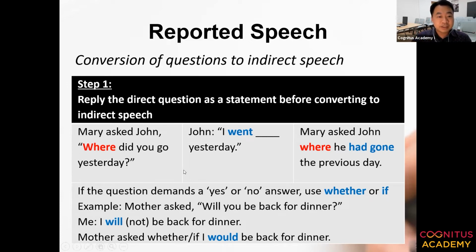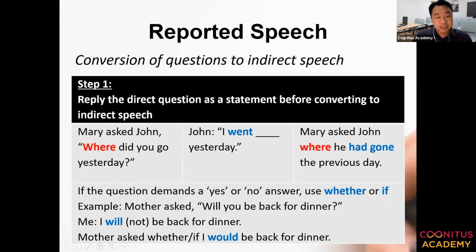Now, the next one, we're talking about questions. So we have: Mary asked John, where did you go yesterday? Some students are not very confident when they are transforming questions. There are a few ways to do it, but what we like to do is to teach students to do a working step, right? So this is how it works.